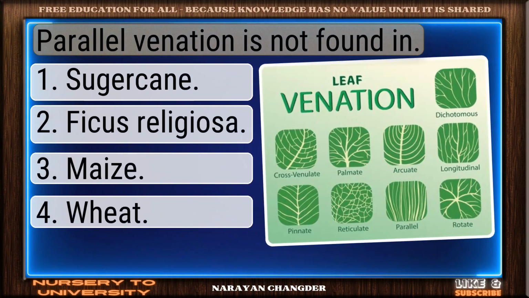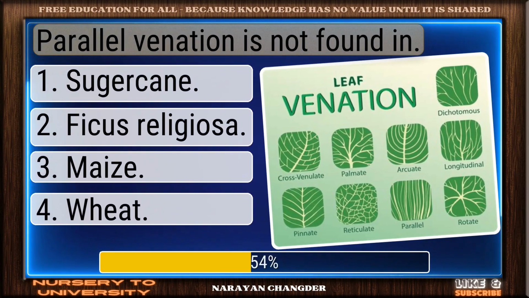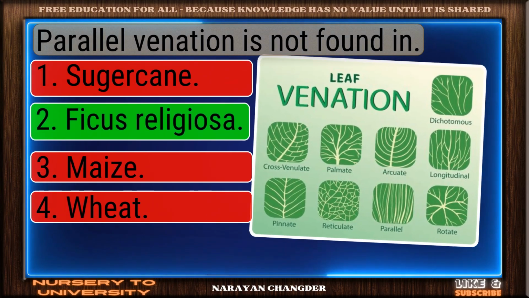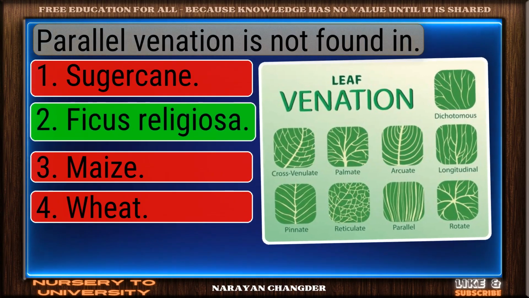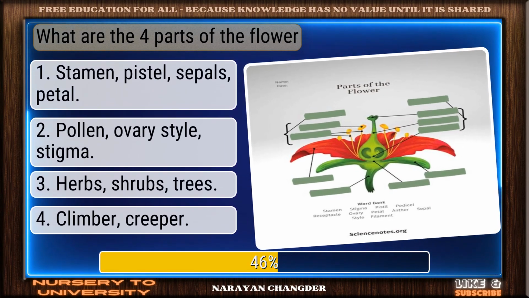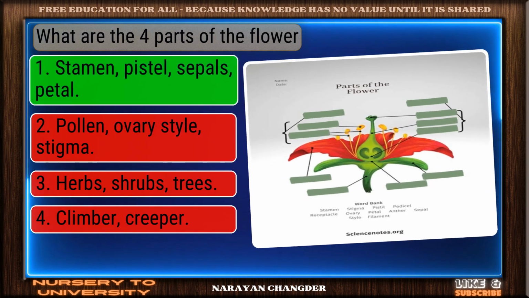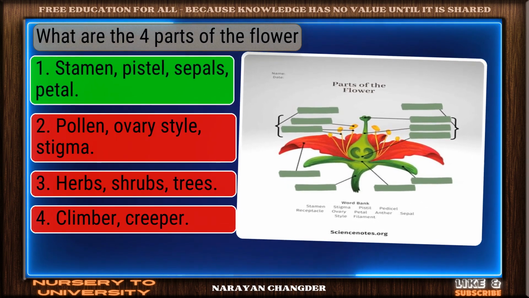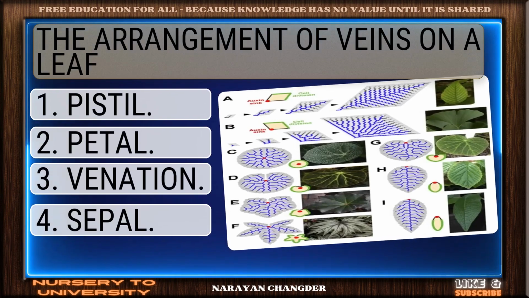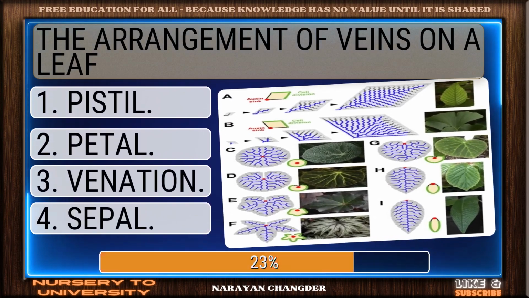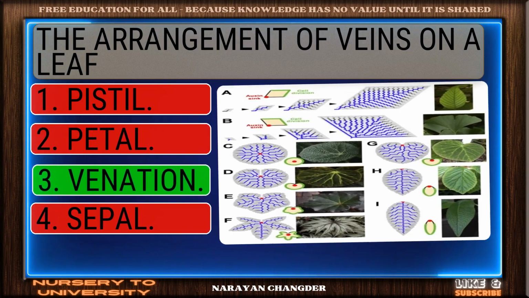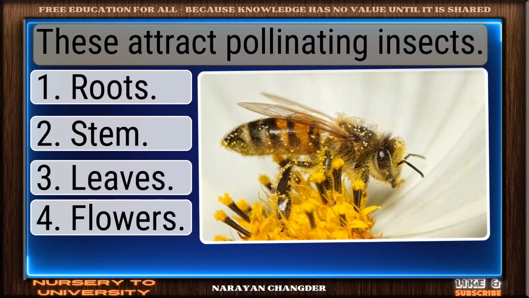Parallel venation is not found in. You're right. Ficus religiosa is the correct answer. What are the 4 parts of the flower? Well done. Stamen, pistil, sepals, petal is the right choice. The arrangement of veins on a leaf. Nicely done. Venation is a solid answer.